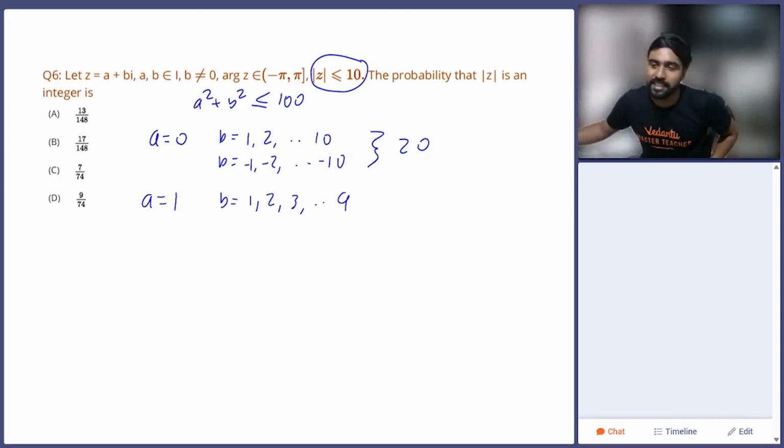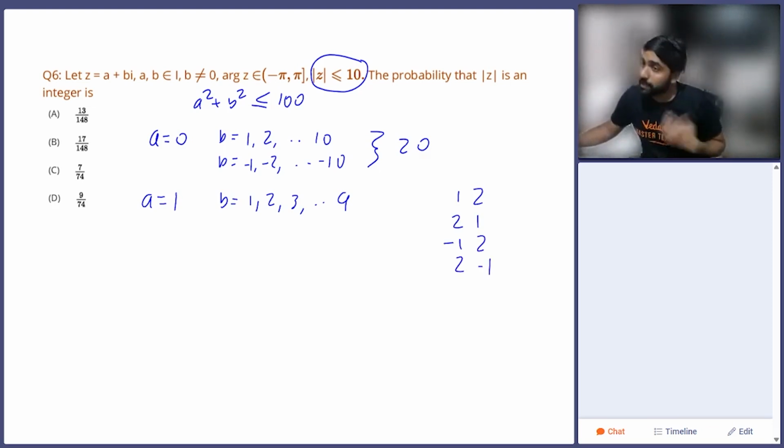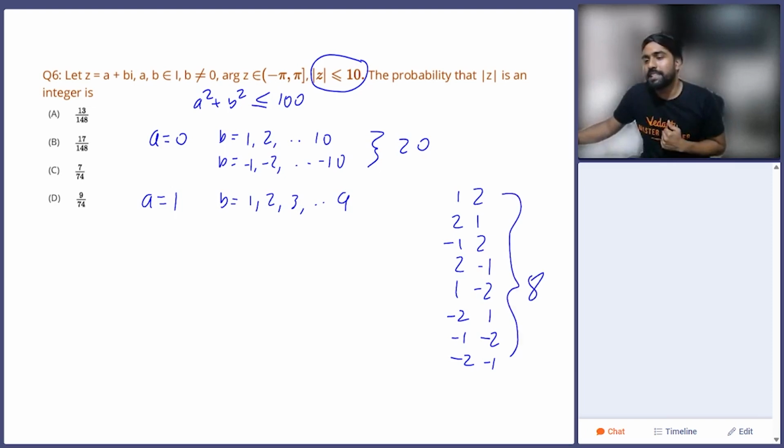So think like this. Let me take two numbers that are different, let's say 1 and 2. Can I take 2 and 1? Yes, I can. Can I take minus 1 and 2? Yes. Can I take 2 and minus 1? Yes. Minus 1 and minus 2? Yes. Minus 2, 1? Yes. Minus 2, minus 1. So basically just with 1 and 2, similarly 1 and 3 till 1 and 9, I have a total of 8 different combinations possible.